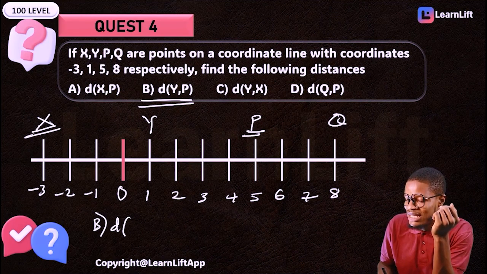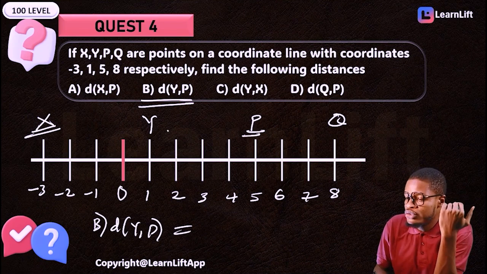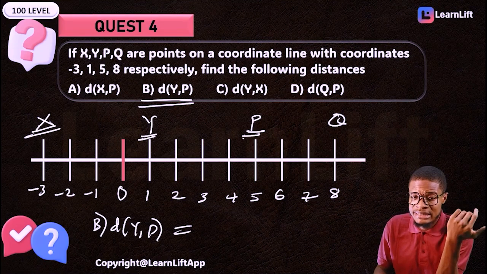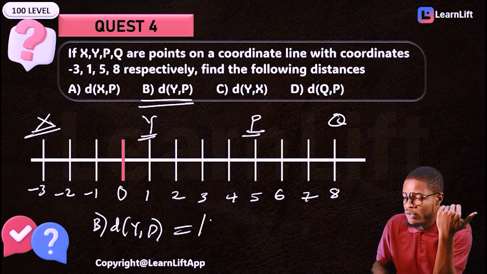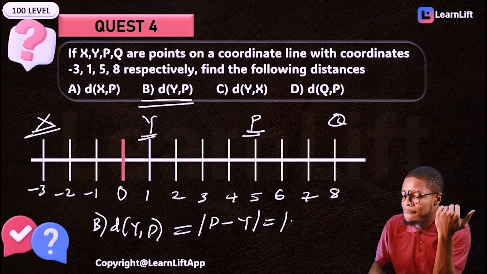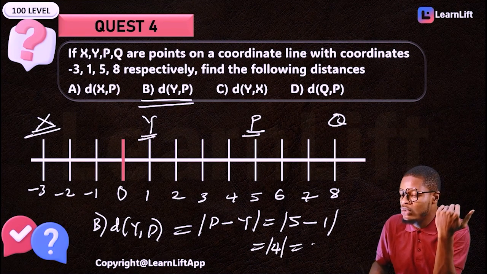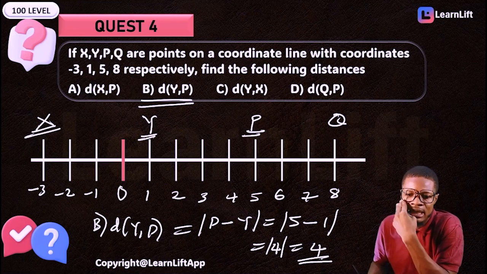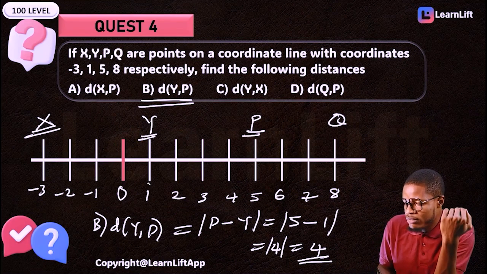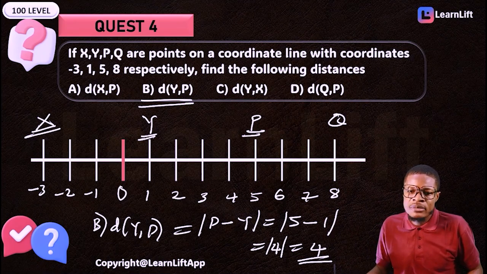Okay, distance y, comma, p. So what are we going to have? You're just going to focus on your y and your p alone, right? And that's going to give you the absolute value of p minus your y. And that's nothing but p, which is 5, minus y, which is 1. What is it going to give you? That's the absolute value of 4. And what is the absolute value of 4? 4 is going to be the answer, definitely. Because from y to p is 1, 2, 3, and then 4. You've gotten your answer, and then you are out of there.